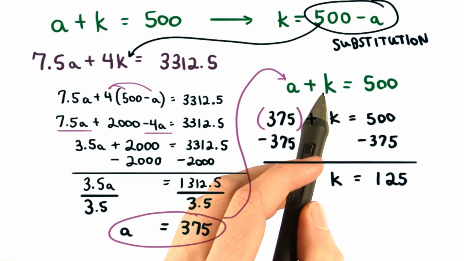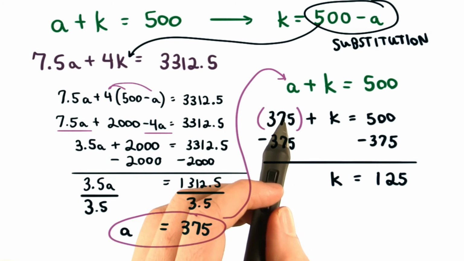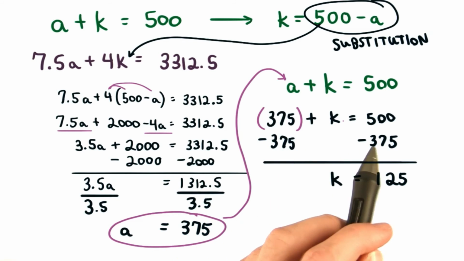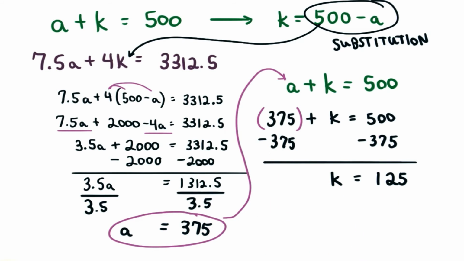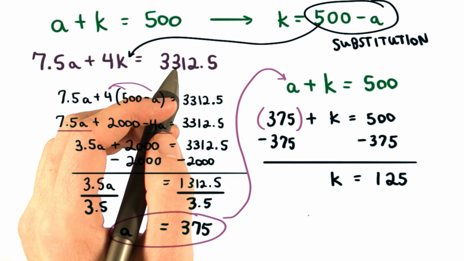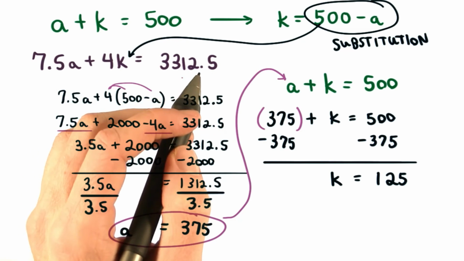We know the total number of tickets must add up to 500, so I can replace a with 375 to find the number of kid tickets. Using some mental math here, or an equation, we can get k is equal to 125. This is the number of kid tickets we sold. And to be sure that your answers are right, plug them into your second equation to make sure that the amounts add up to $3,312.50.